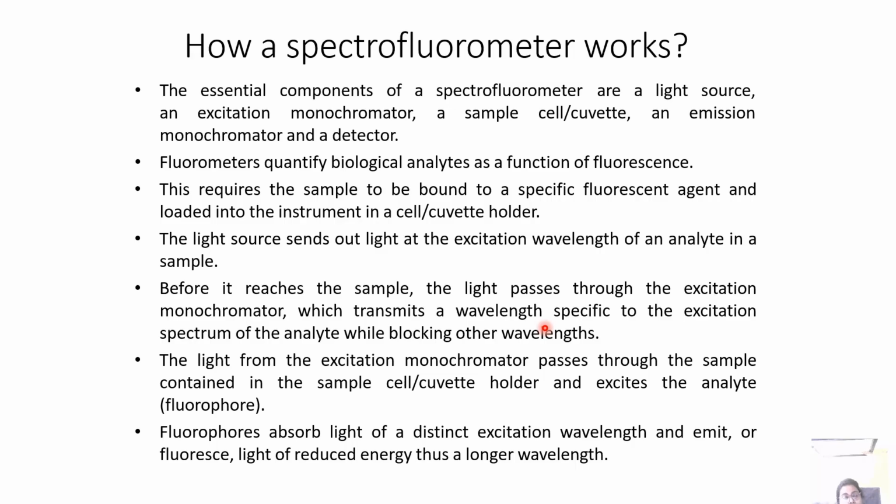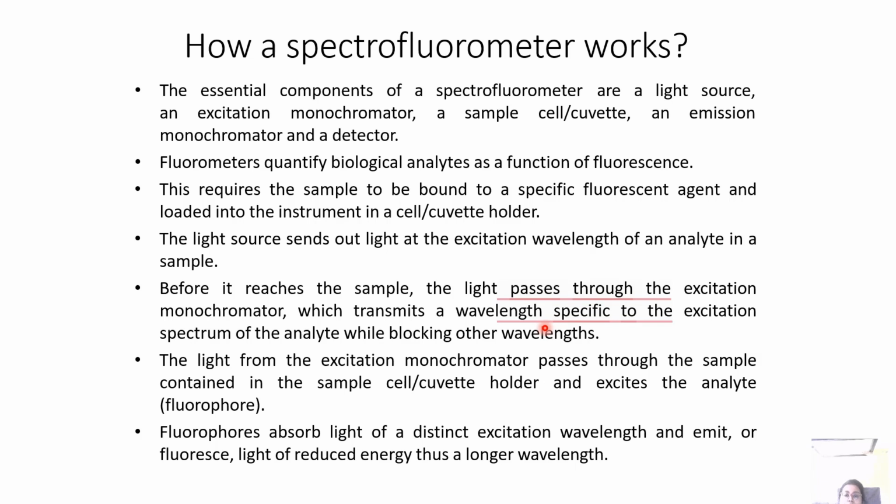So, the essential components of a spectrofluorometer are a light source, an excitation monochromator, a sample cell or cuvette, an emission monochromator, and a detector. Fluorometers quantify biological analytes as a function of fluorescence. This requires a sample to be bound to a specific fluorescent agent and loaded into the instrument in a cell or cuvette holder. Now, the light source sends out light at the excitation wavelength of an analyte in the sample. Before it reaches the sample, the light passes through the excitation monochromator, which transmits a wavelength specific to the excitation spectrum of the analyte while blocking other wavelengths.